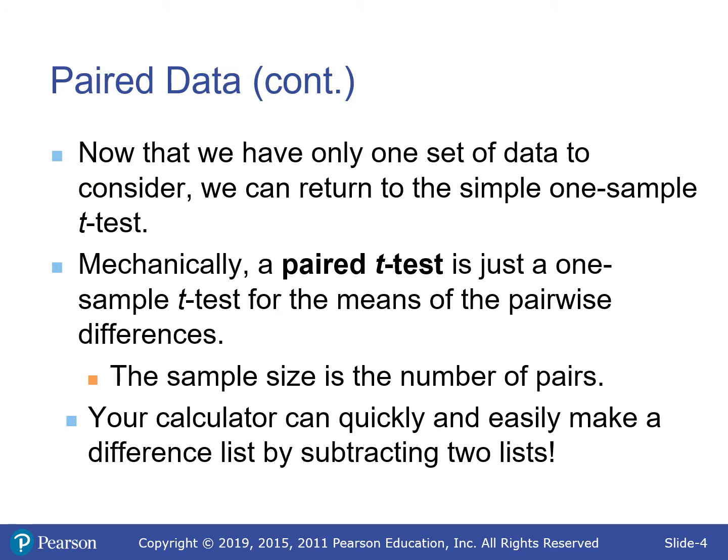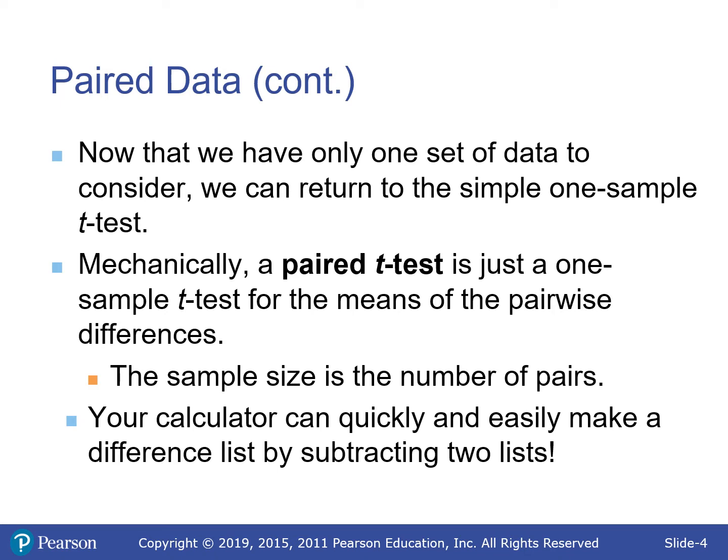So if we're just looking at the differences, we just have one set of data. That goes back to chapter 22. We do a 1 sample t-test. A paired t-test is a 1 sample t-test. We just use the differences instead of the actual data values. The sample size is the number of pairs. So if I have 30 of you in my class, I'm going to have 30 values of how much each person improved in the course of a chapter.